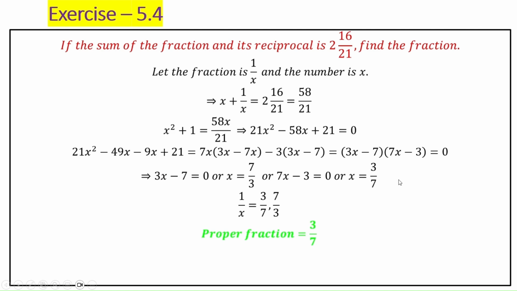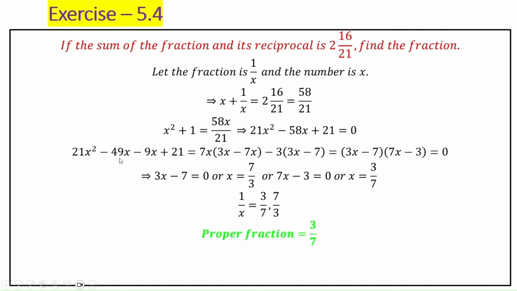If the sum of a fraction and its reciprocal is 2 16 by 21, find the fraction. Let the fraction be 1 by x and the number is x. So x plus 1 by x equal to 2 16 by 21, or 58 by 21. Now you form the quadratic equation here. This is nothing but 21x square minus 58x plus 21 equal to 0.